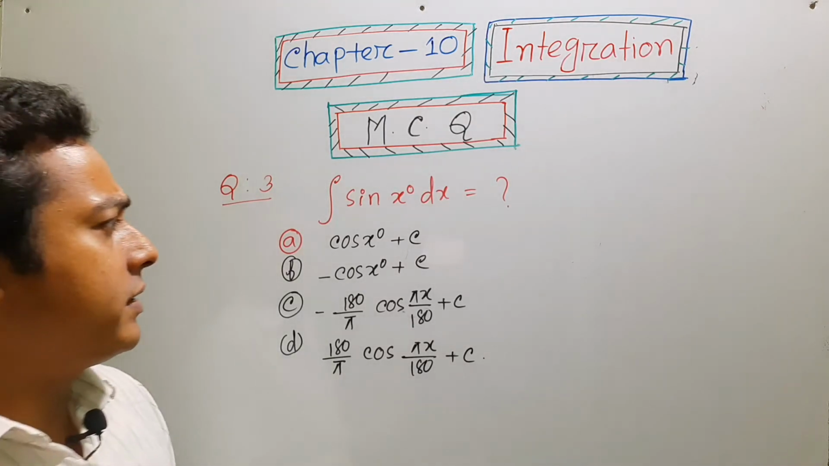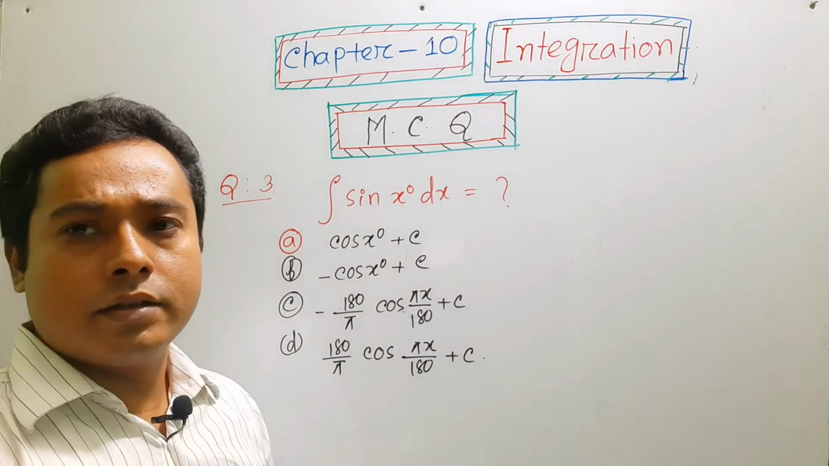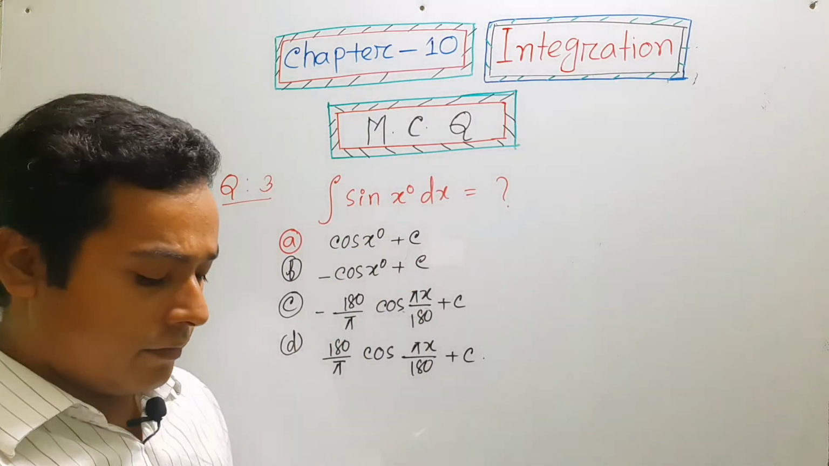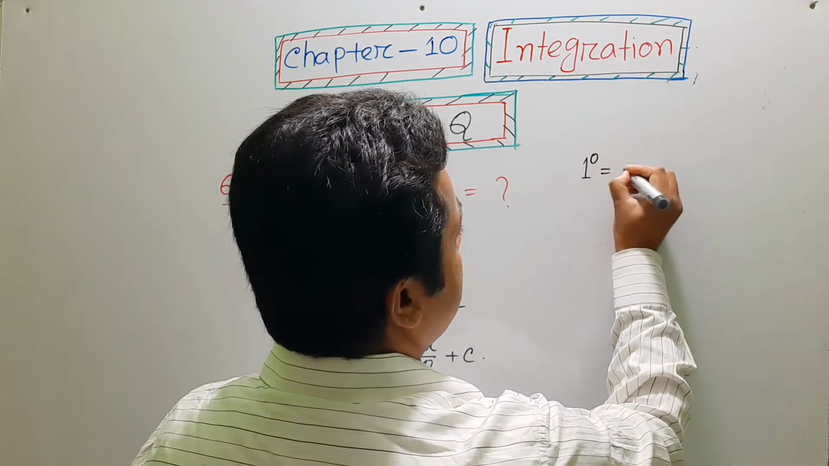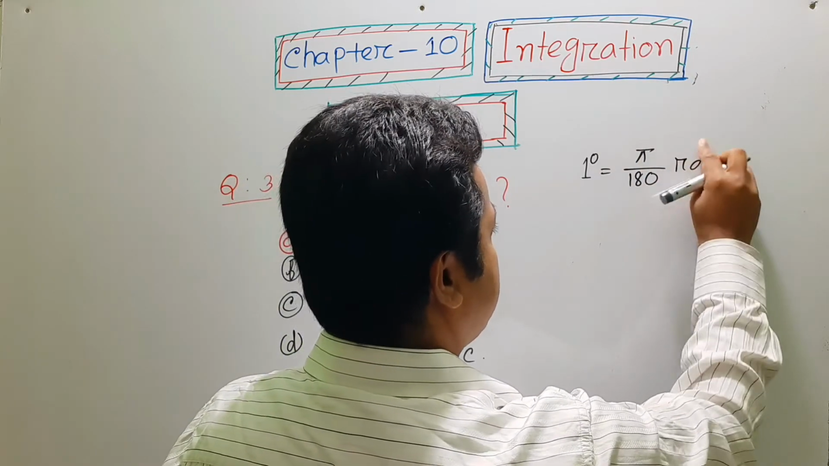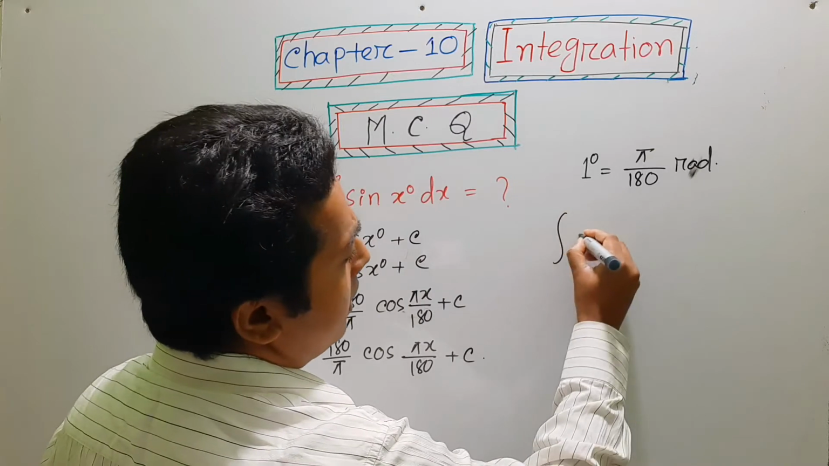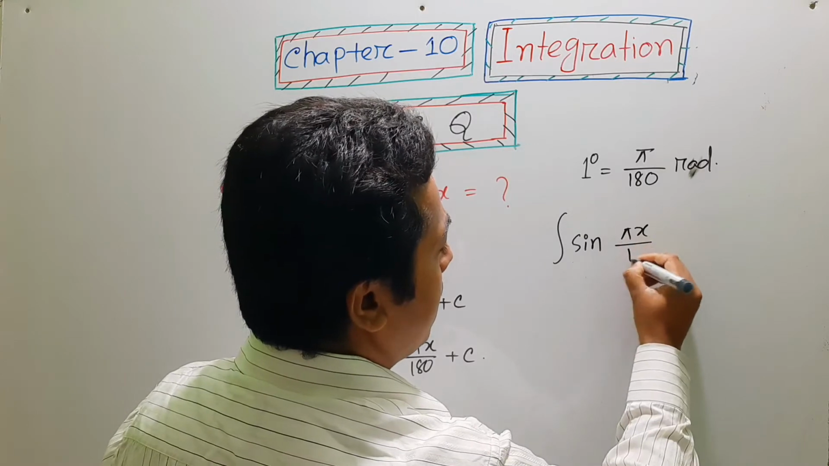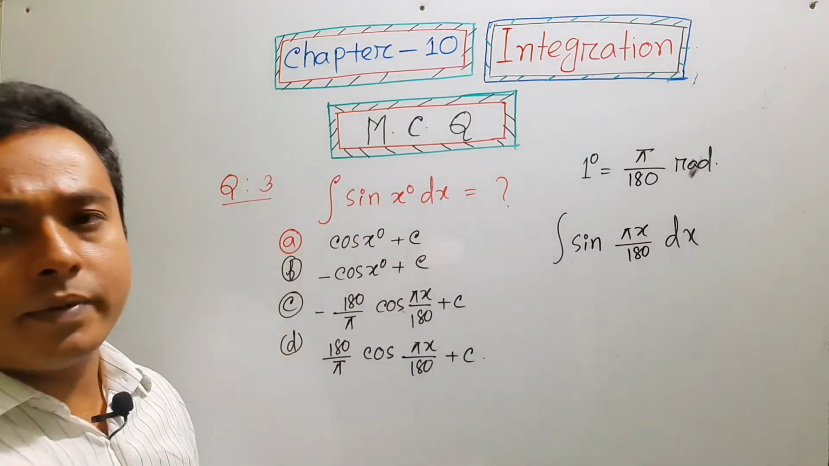Integration of sin x degree dx. Here x is in degrees, but for the integration it is converted into radians. We know that 1 degree is equal to pi divided by 180 radian. So this integration of sin x degree will be sin of pi x divided by 180 radian. So now integration of sin of pi x divided by 180.